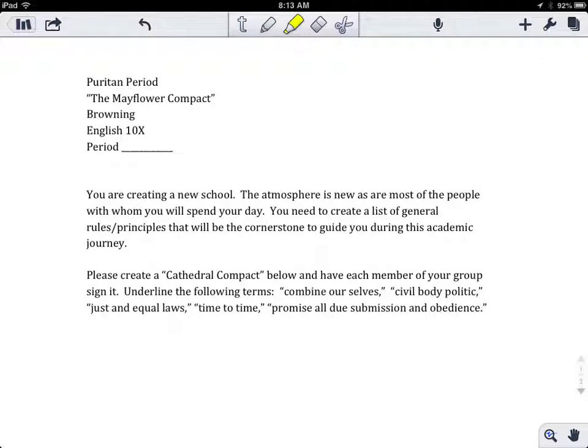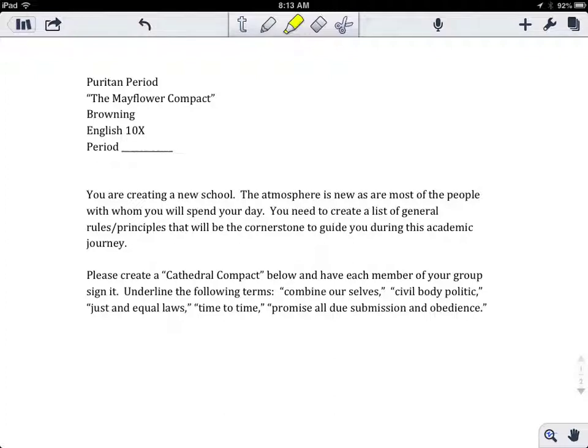You're at a new school. Of course, most of you came last year, but you're at a new school. It's a new environment. Most of the people with whom you're spending your day are new to you. And I want you to create a list of general rules or principles that will be the cornerstone to guide you during this academic journey, while you're at Cathedral. I want you to call it a Cathedral Compact.